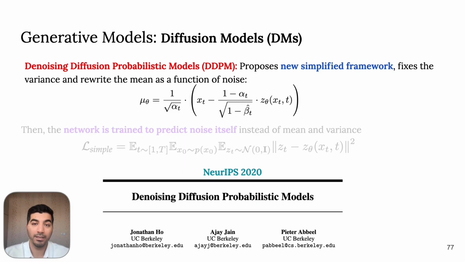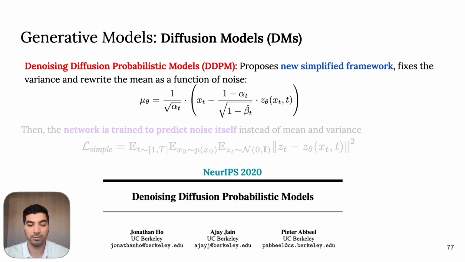This NCSN paper, for the first time, shows that diffusion models are capable of generating images which have comparable performance to GANs. And another very important follow-up is denoising diffusion probabilistic models, or DDPMs, proposed in this NeurIPS 2020 paper from Peter Abbeel's group at UC Berkeley.